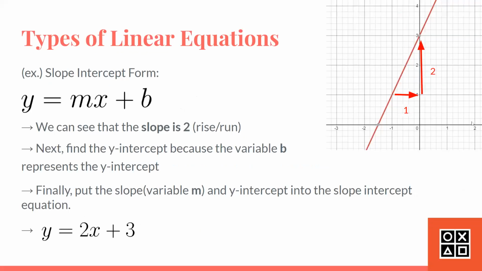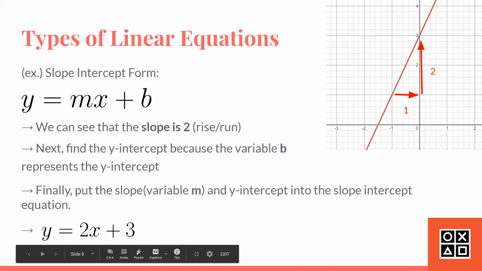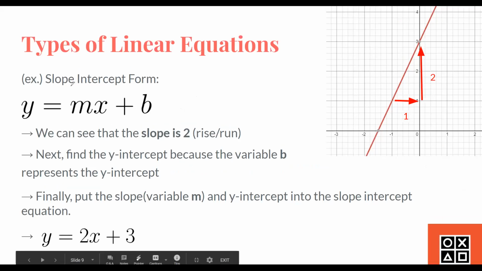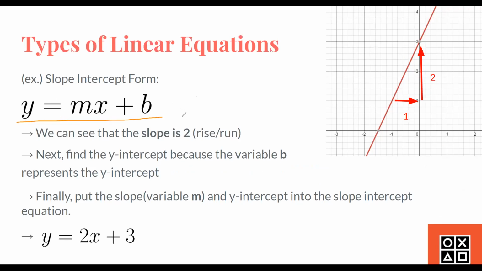Okay. So the second type of linear equation is the slope-intercept form. The equation is y equals mx plus b. So m is basically the slope, and b is the y-intercept. So you can see that the slope is 2 from the rise over run, 2 over 1, which equals 2. Next, we find the y-intercept because the value b represents the y-intercept.